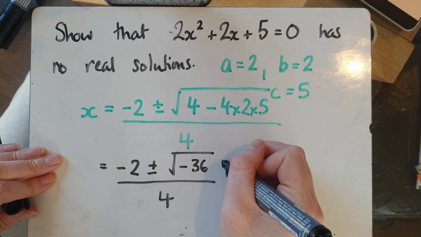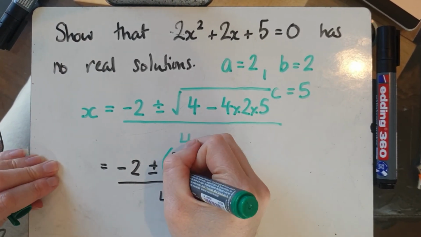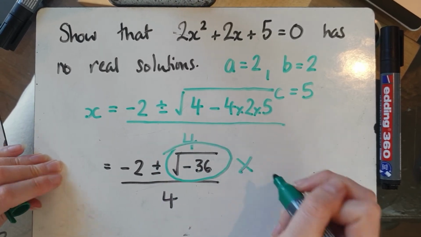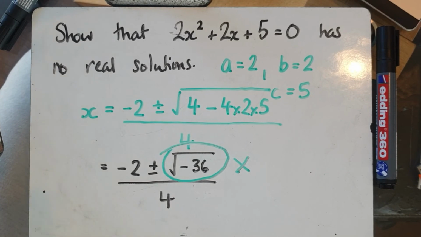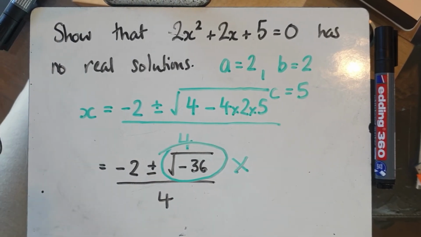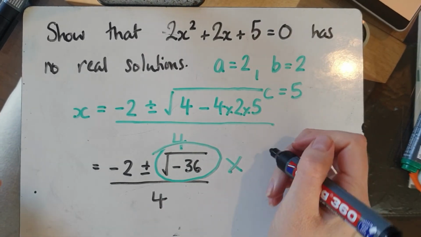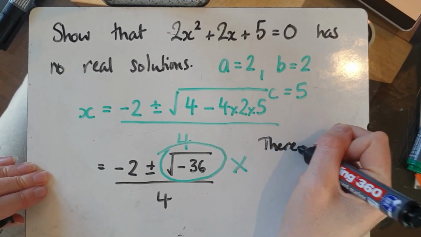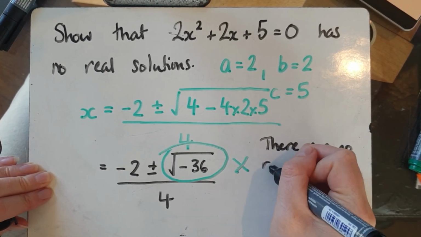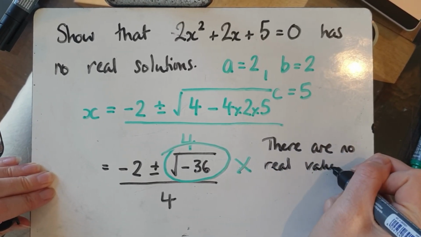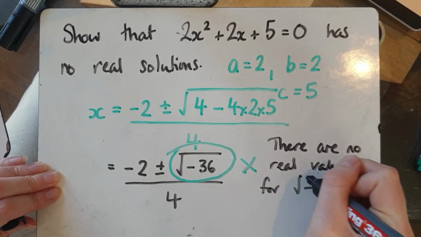And then this is where the problem arises. We cannot do the square root of negative 36. So we're going to need to do a little conclusion statement. There are no real values for the square root of negative 36.